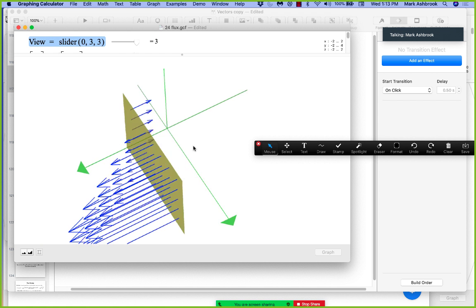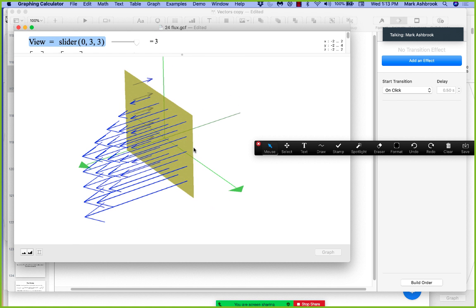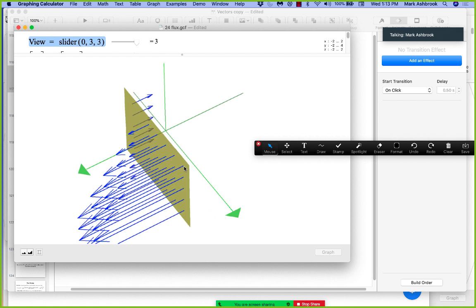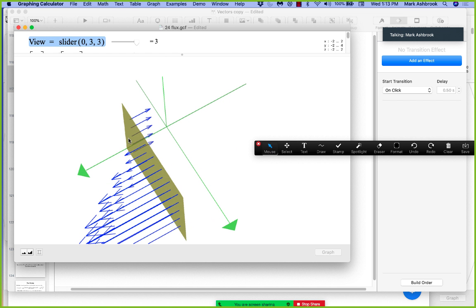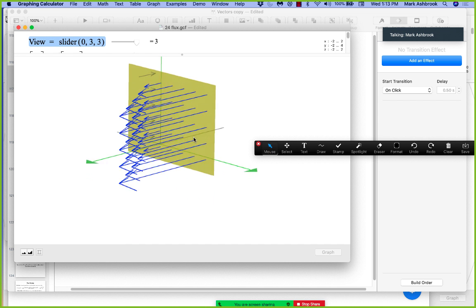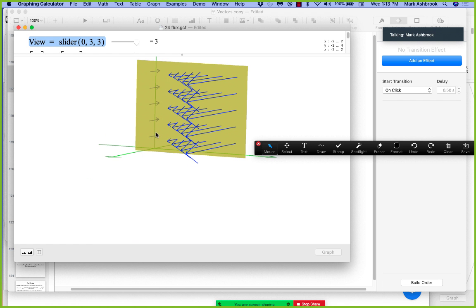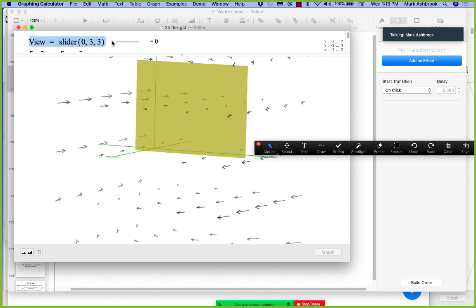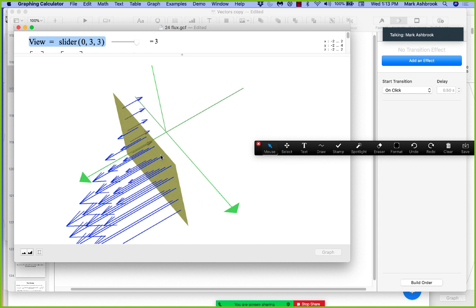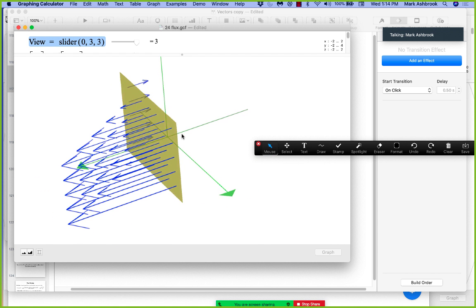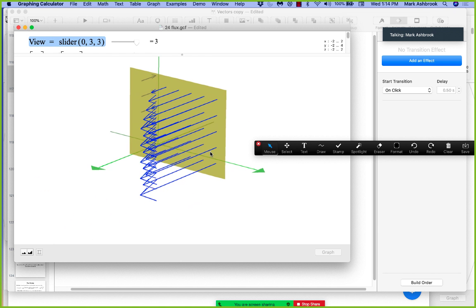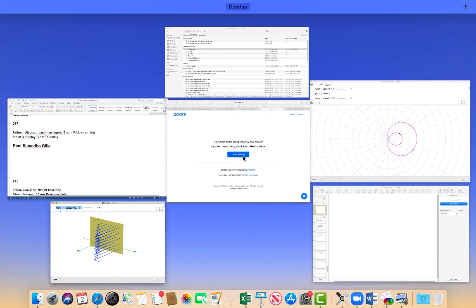And it's a net value, so you see that most of the flow is in the positive x direction, but it will be reduced by whatever flow over here is in the negative x direction. So these are the components of the vector field orthogonal to the surface, and that's what we care about when we're calculating the flux. All right, so let's look at some examples here.